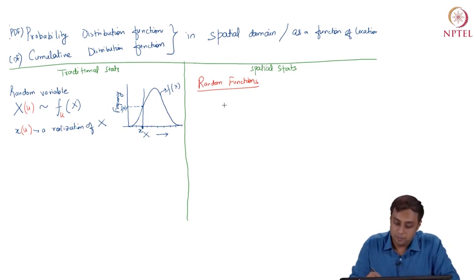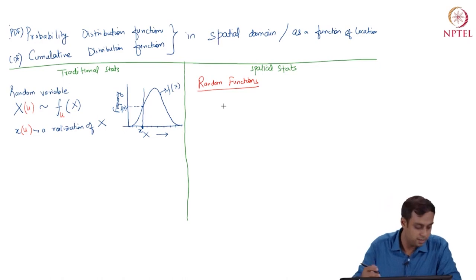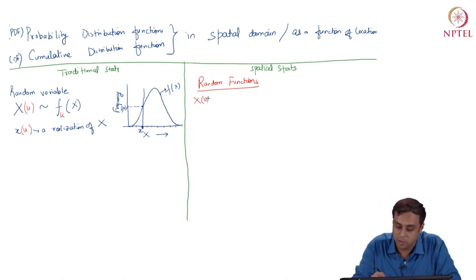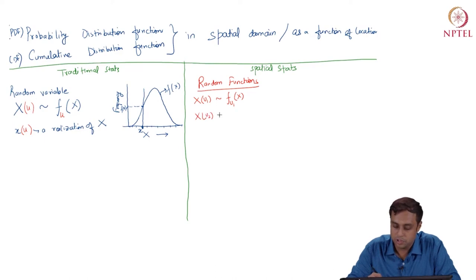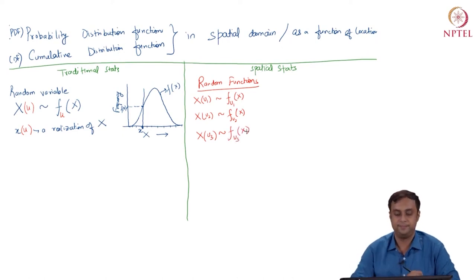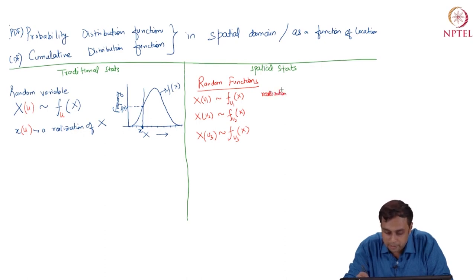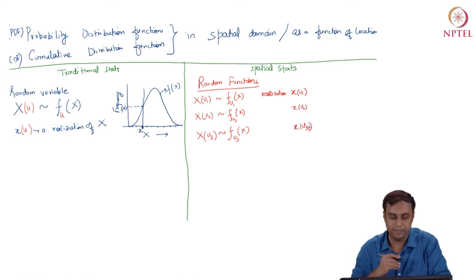So first up, you can have data for different locations, right? We typically will not have data for just one location. We are going to have data for multiple locations. So let's start there. We are going to have a random variable X at location U1, which is going to have a PDF FU1 of X. You're going to have random variable X at location U2, which is going to have a PDF FU2 of X. And let's say there is a third location where I observe this random variable X with density FU3 of X. And I'm going to have realizations corresponding to these as small x U1, small x U2, and small x U3.